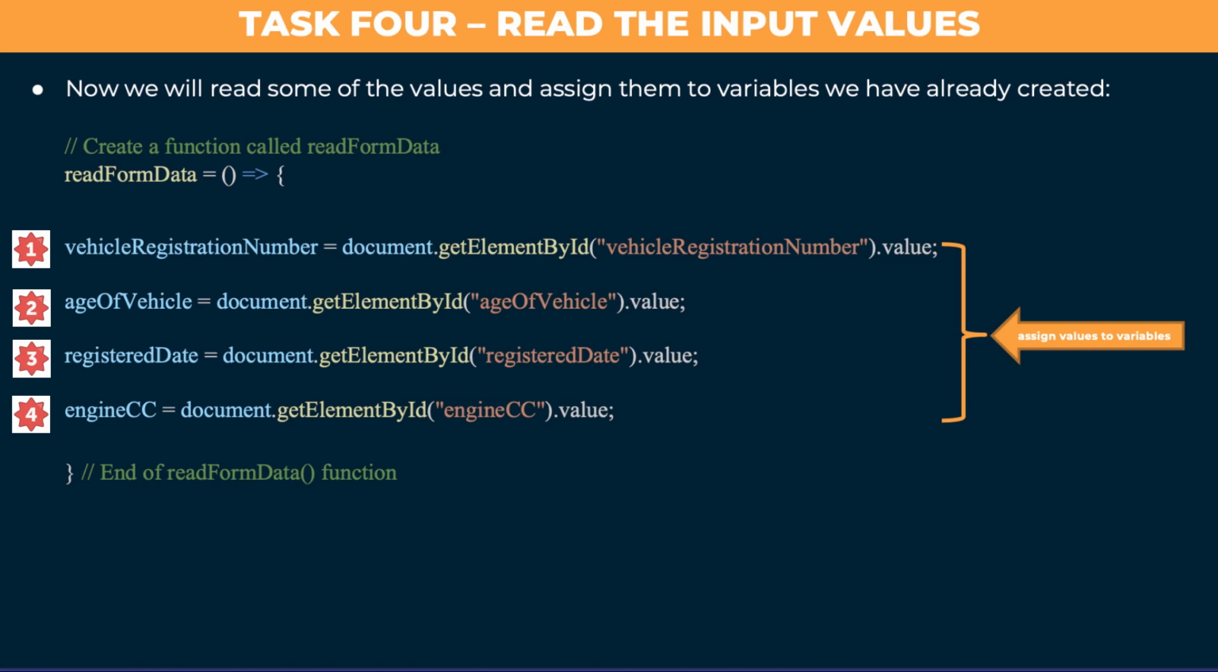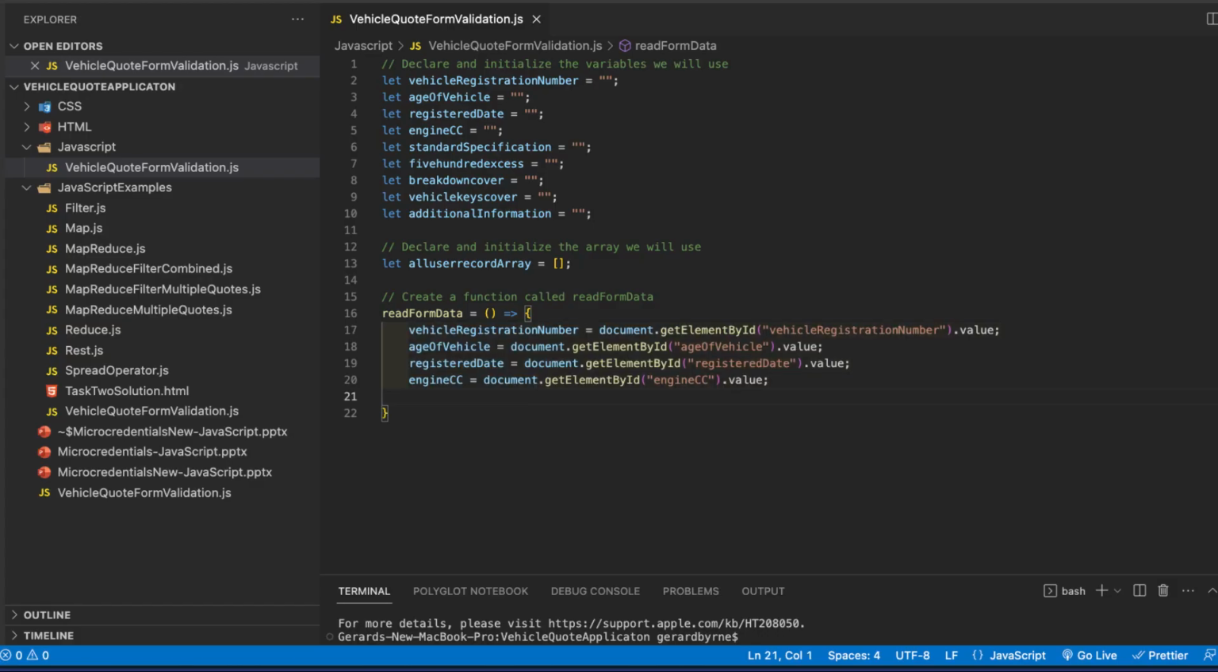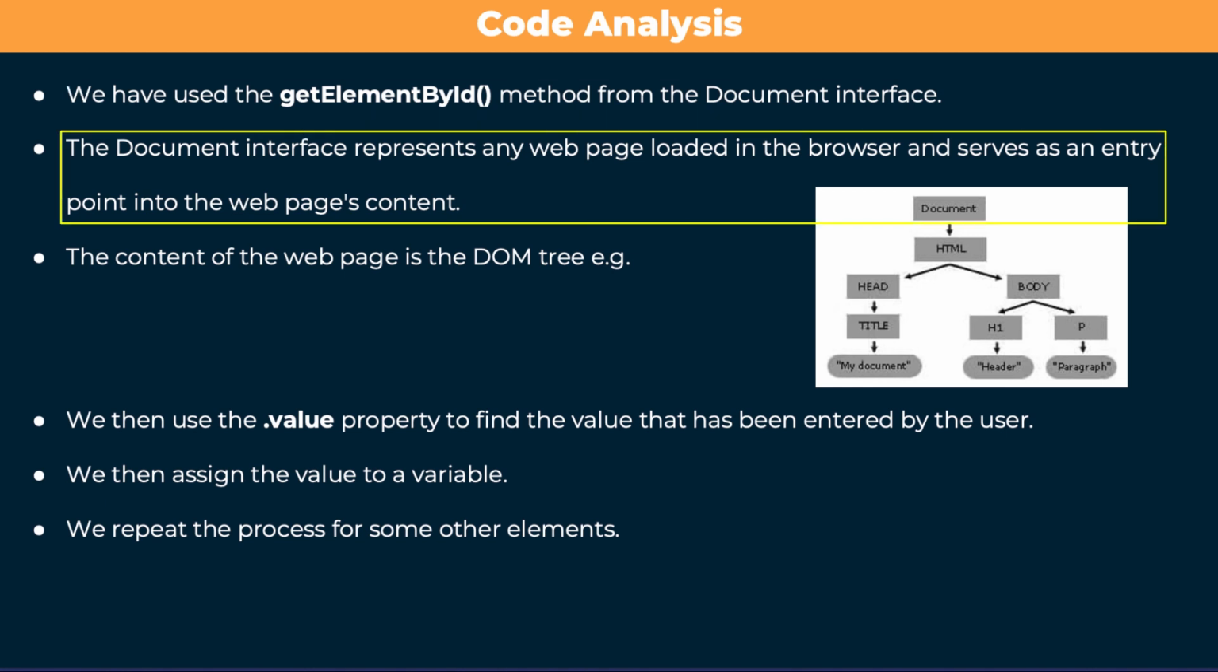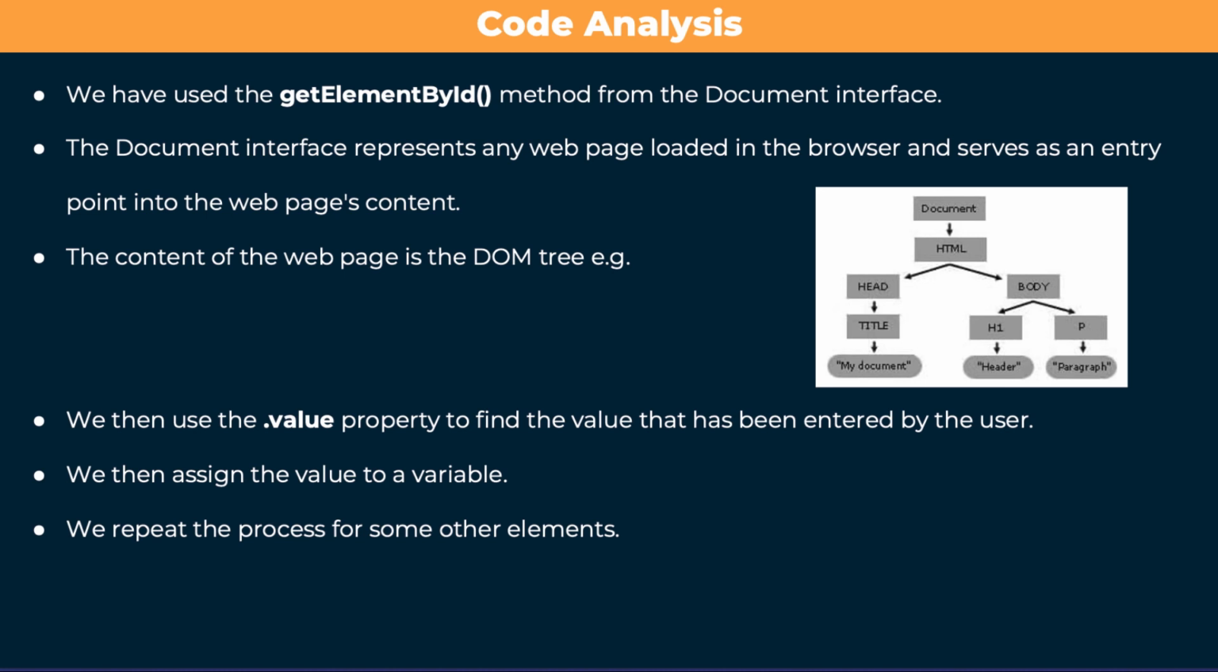So we will go into our code inside the function called read form data. We have assigned the values from whatever has been read. We have used the get element by ID method from the document interface. The document interface represents any web page loaded in the browser, and it serves as an entry point into the web page content. So we have seen that the get element by ID will find a particular element with an ID, but that is just one element on the web page or the document.